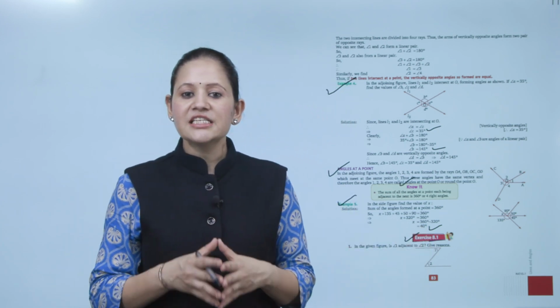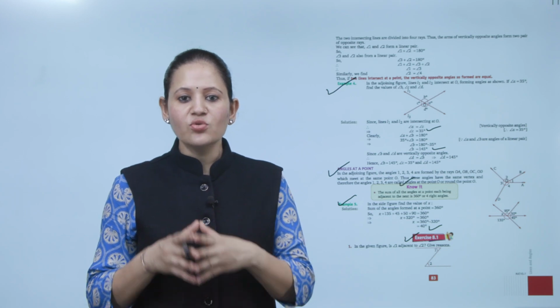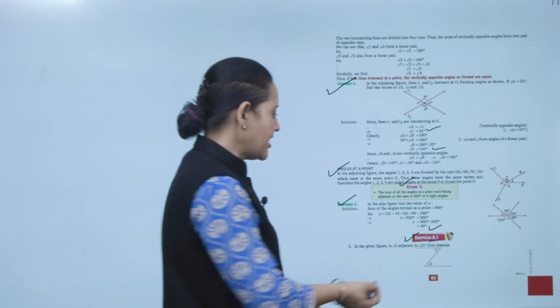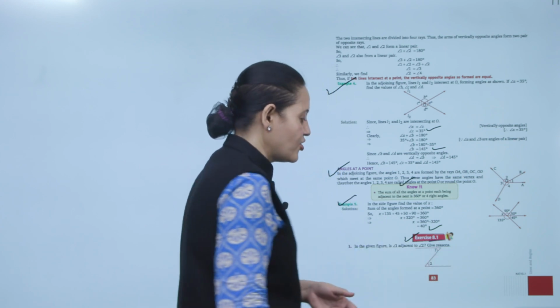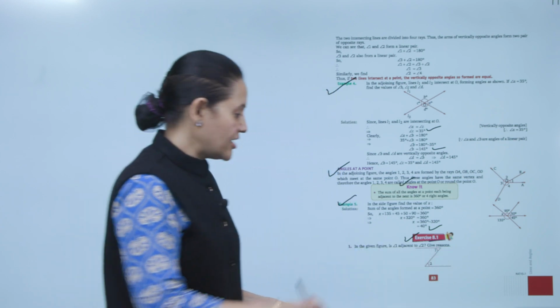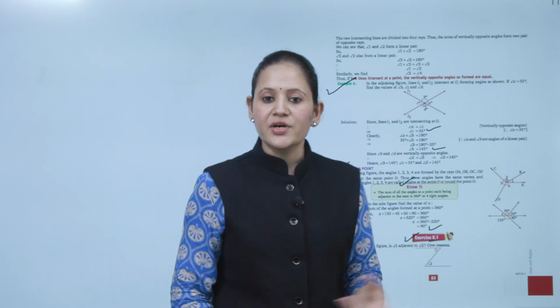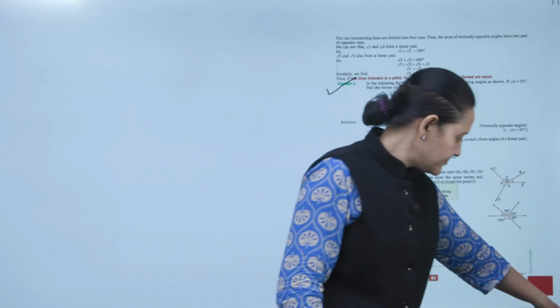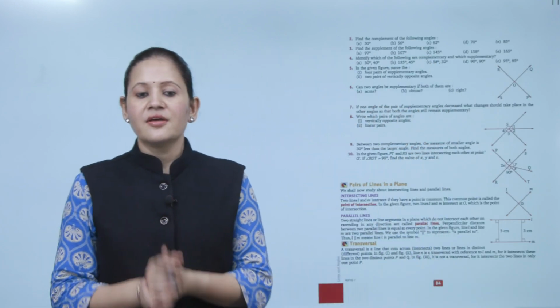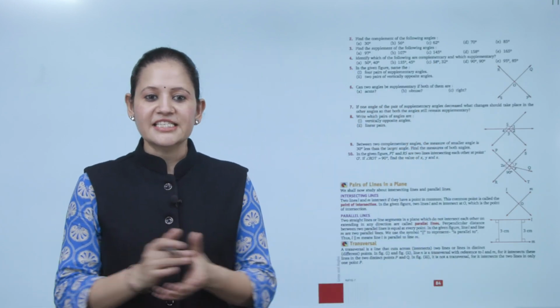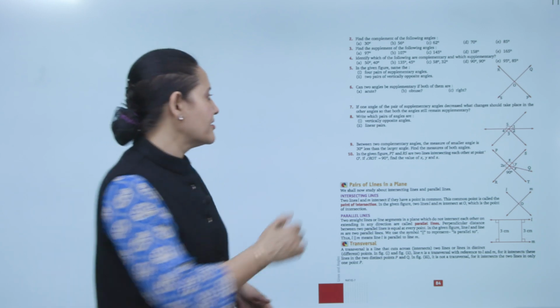In the given figure, is angle 1 adjacent to angle 2? Give reason. Angles 1 and 2 are not adjacent because they don't have a common vertex. There is a common arm but no common vertex. Clear? Practice all the questions of this exercise. Next is pairs of lines in a plane.